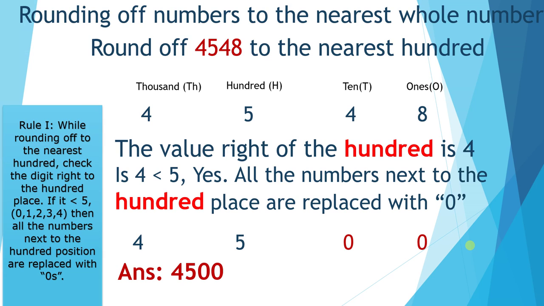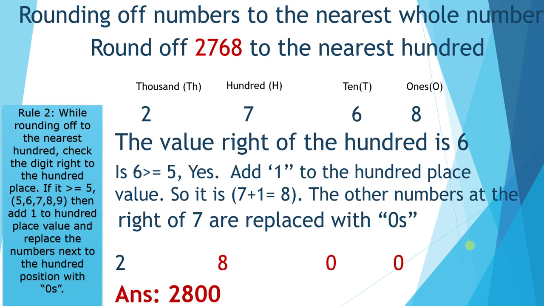So 100 position again. The 100 position is 5. The number right to it is what? 4. Is 4 less than 5? Yes. So all the numbers next to the 100 position are replaced with zeros. So we have 4, 5 first, and all the numbers next to the 100 position are replaced. So we have 4, 5, and then 0, 0. So the answer is what? 4,500.